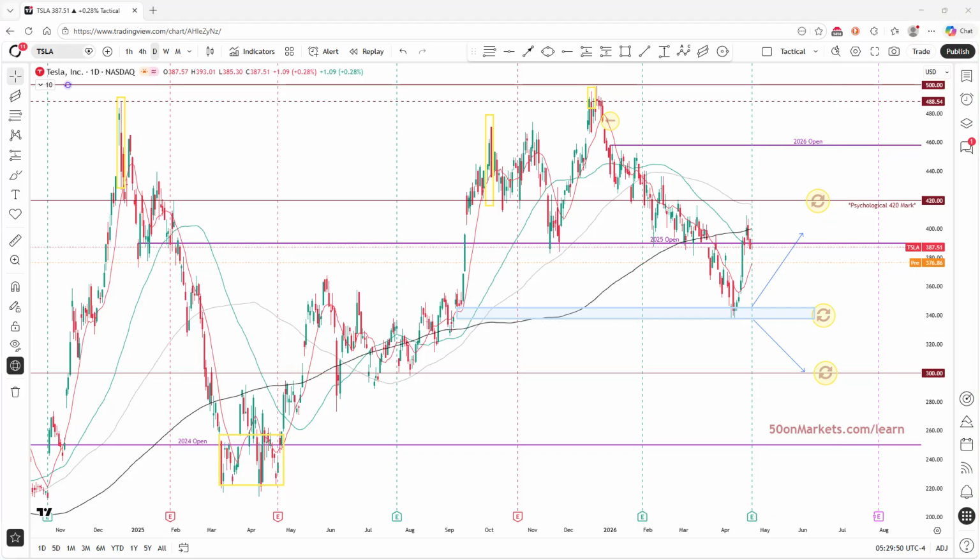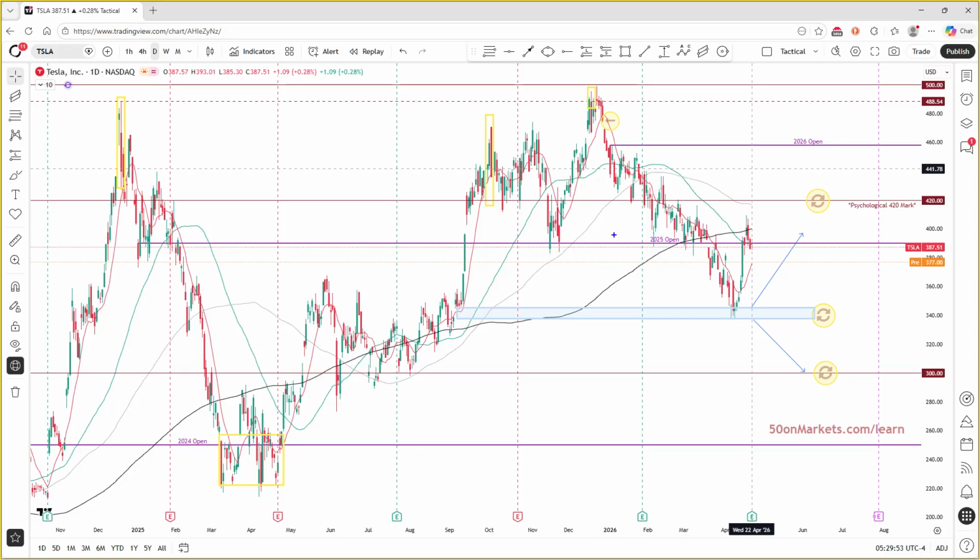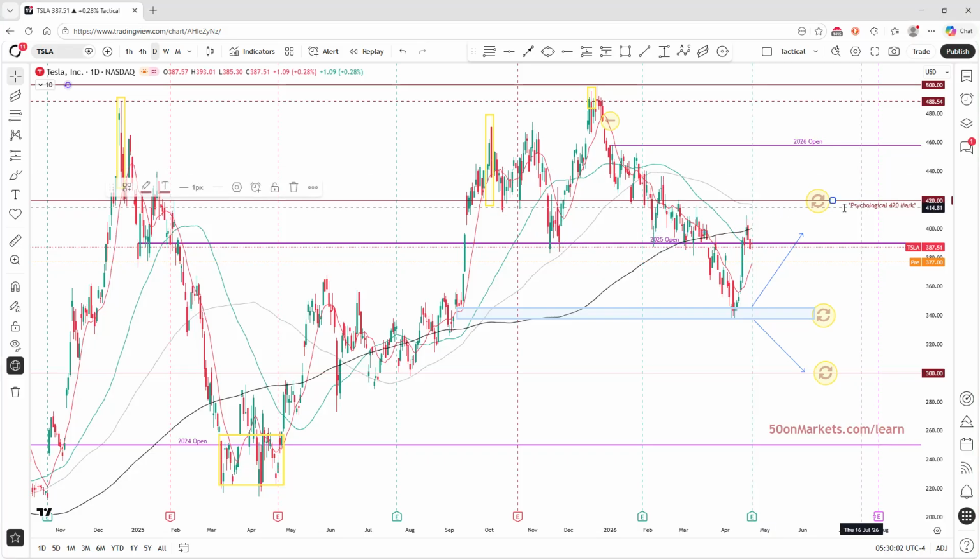But really, in terms of upside reference, the key bull bear line is likely going to be that psychological 420 mark. Here inside this area, I mean, it's very choppy. You've got a lot of references, which is this previous low area, the 2025 open. You've got these moving averages. But right now, again, I would focus on the 420 as an upside level.